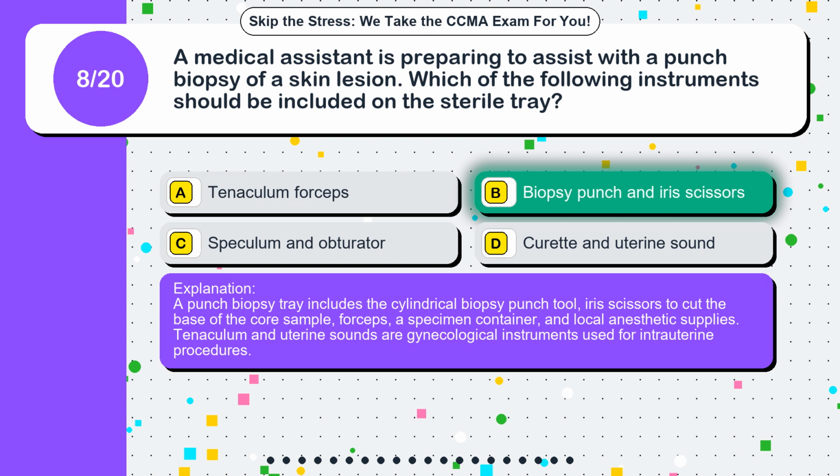A punch biopsy tray includes the cylindrical biopsy punch tool, iris scissors to cut the base of the core sample, forceps, a specimen container, and local anesthetic supplies. Tenaculum and uterine sounds are gynecological instruments used for intrauterine procedures.